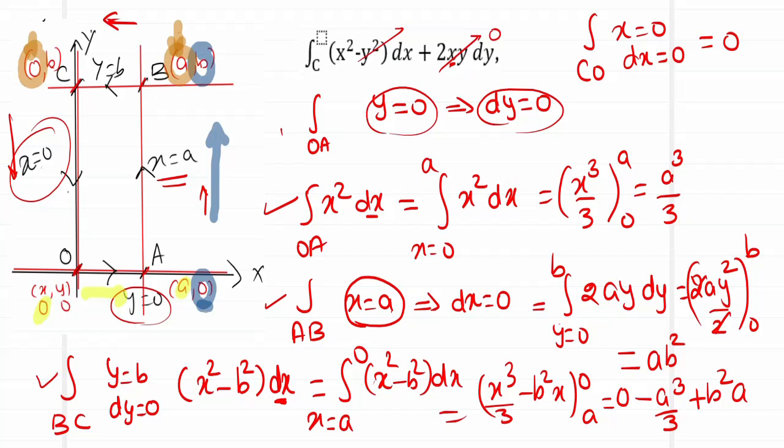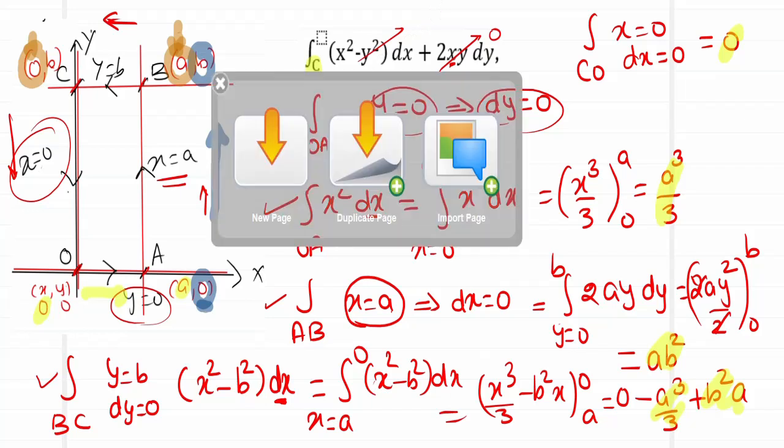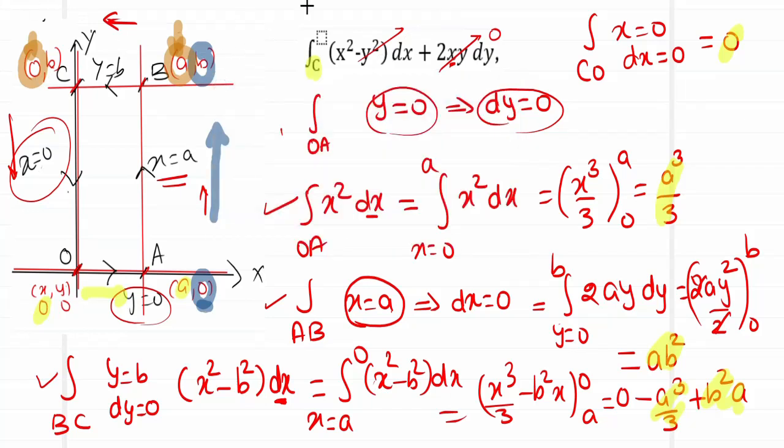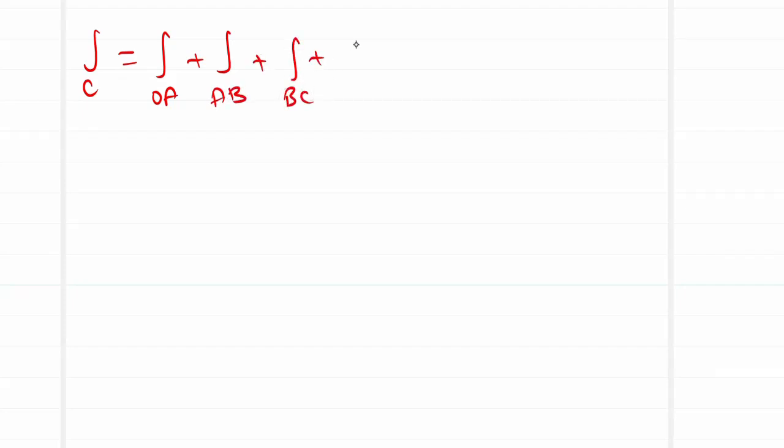So now let us accumulate all the values for the integration over C. The first term is a cube by 3. Along AB, the value is going to be ab square. Along BC, it is going to be minus a cube by 3 plus ab square, and the fourth value is going to be equal to 0. Now C is the addition of all the four: integral over C is the integral over OA plus integral over AB plus integral over BC plus integral over CO.